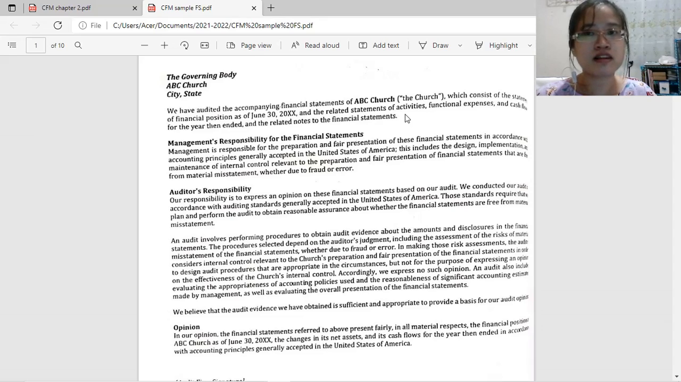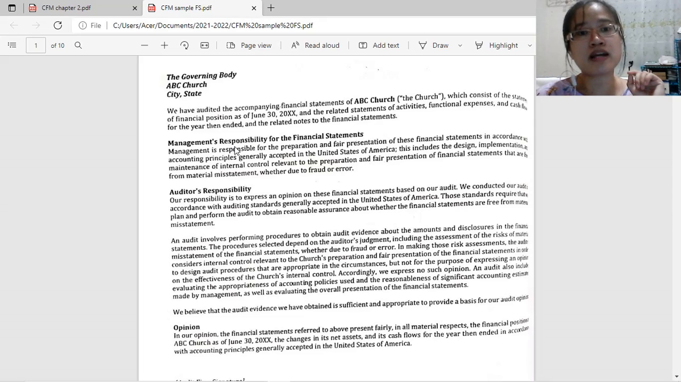Unqualified is the good type of opinion, and qualified is given if they are unable to audit certain parts of the business, so they might be tempted to give a qualified opinion. And then they would specify which aspects of the business they were unable to audit.